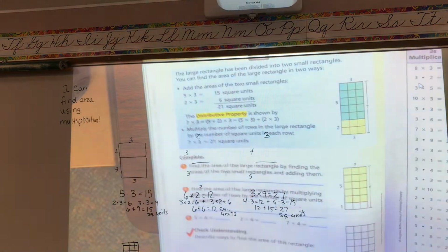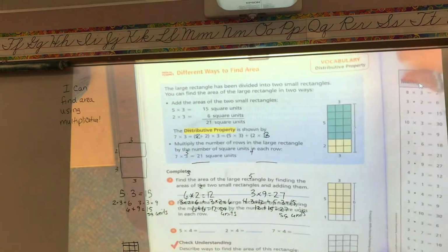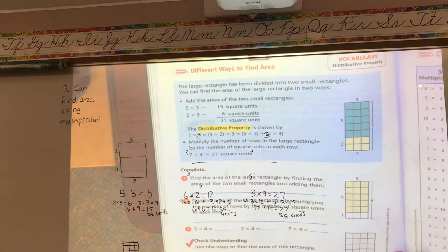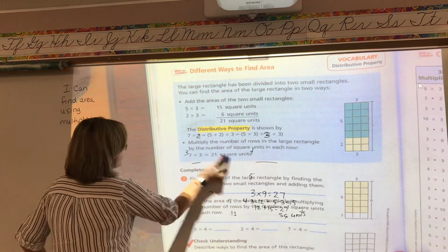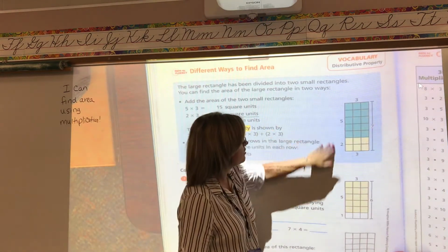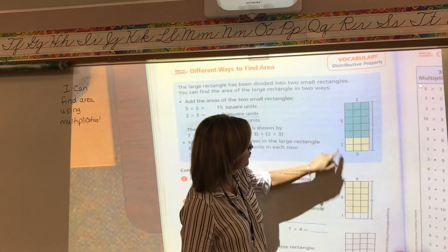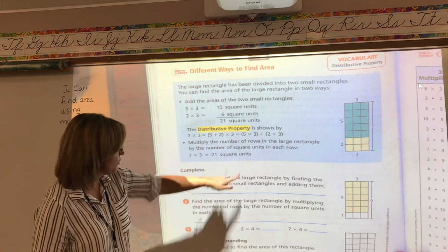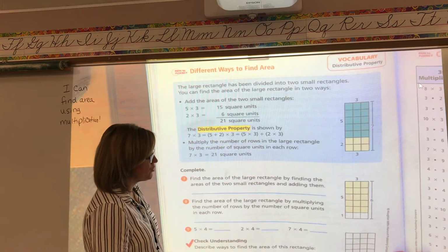All right, let's move on to the back side. On the back side, there's another important vocabulary word. It's called distributive property. And that just means that we're doing exactly what we did on the front. We're going to distribute into smaller areas, okay? This was a large area to figure out. So what the person did is they broke it down into 5 times 3 and 2 times 3 and then added it together, okay? So if you look here, it says find the area of the large rectangle by finding the area of the 2 smaller ones.